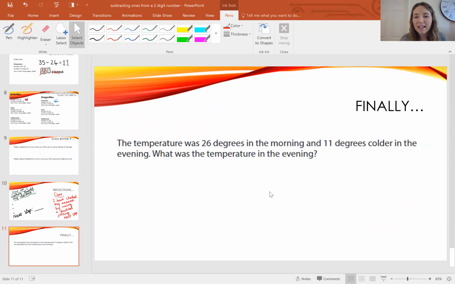Okay, and finally, we've got one last question for you to answer. So this is our applying into a different context question. The temperature was 26 degrees in the morning and 11 degrees colder in the evening. What was the temperature in the evening?